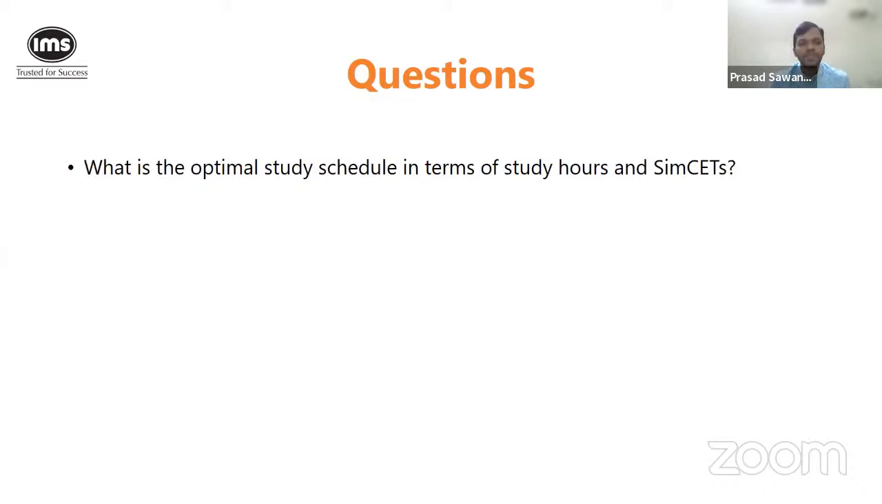Okay. What's the optimal schedule in terms of study hours and SimCETs? Okay. Again, alternate day schedule, follow that. So one day you take a SimCET, which is 2.5 hours of question solving. Then on the same day, you solve all the missed questions and all the wrong questions. Okay. That day, you would have done a nice 200 questions, right? And you would have spent somewhere around 4.5 hours, right?